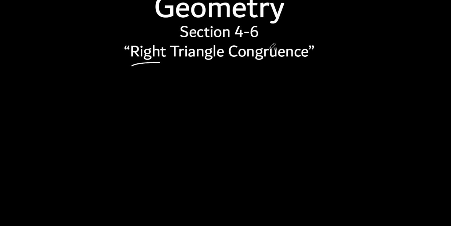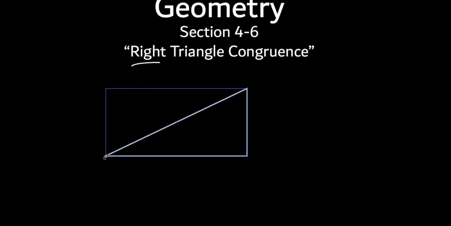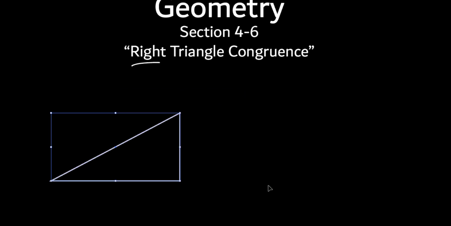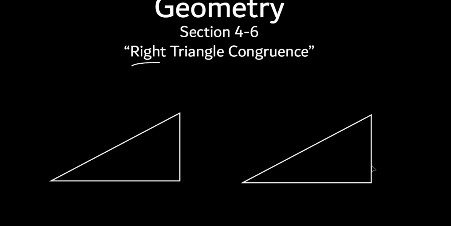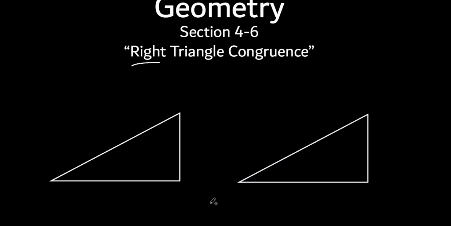Okay, the triangles that we talked about before all dealt with congruent triangles, but now we're specifically talking about right triangles. So let me draw a couple right triangles. And then we'll take a look at these. So I'm going to copy and paste. We'll put them right next to each other, try to make them look as easy as possible.